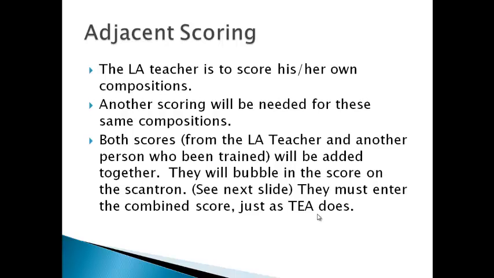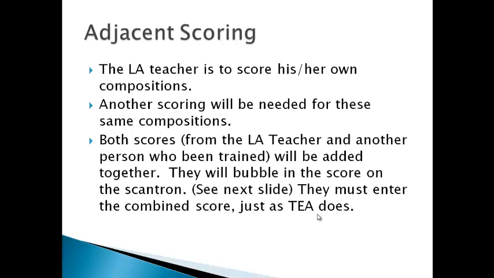If you need more information about the adjacent scoring model, go to the first part of the modules called the nuts and bolts of the STAR writing test, grade 4. If there is a discrepancy of more than 1 point, then there will need to be an expert on the team who will score it, similar to what is done with TEA, and I will explain that. If there's 1 point off, like if I scored a 4 and you scored a 3, then there's no problem. There's a 1 point of discrepancy.